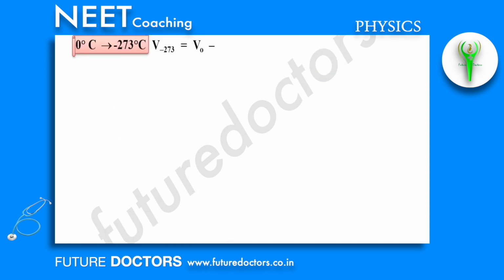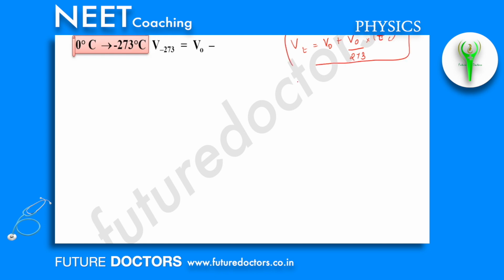So when the temperature is minus 273 degrees, what is the value for Vt? Vt is equal to V naught plus V naught by 273 into T, T in degrees. Okay, so this is the general formula.